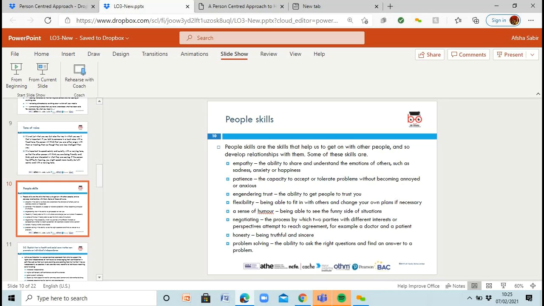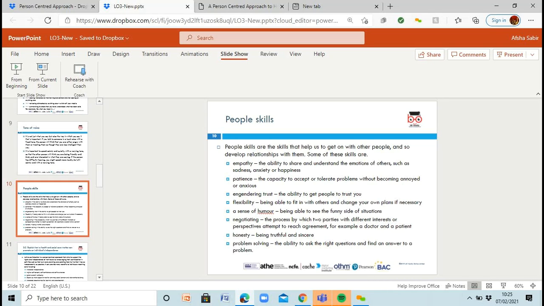Engendering trust, so helping people to be able to trust you. Flexibility, so that you can change your own plans. You can be adaptable. Having a sense of humor, I think, is one of the biggest things that a care worker or a health professional has. So being able to see the funny side of situations, to be able to put people at ease with a little joke here and there.